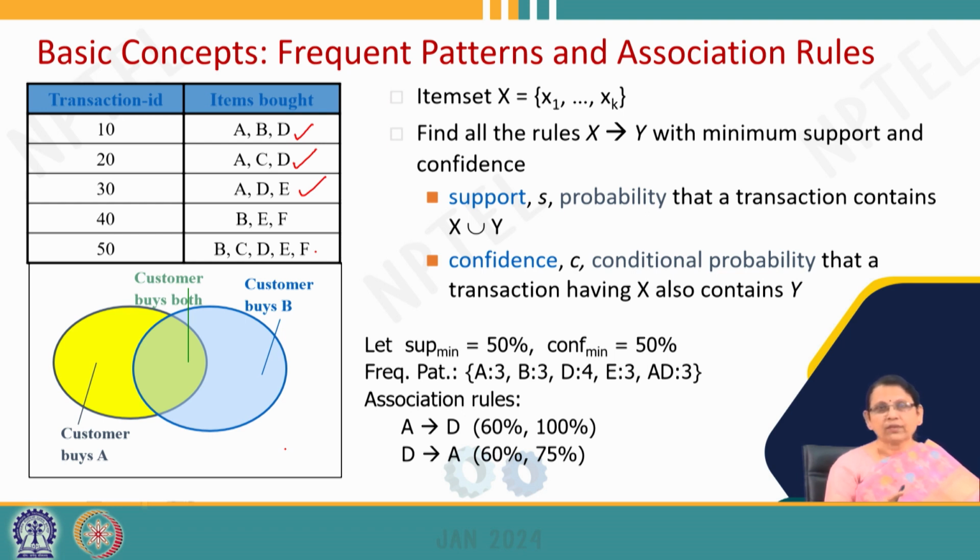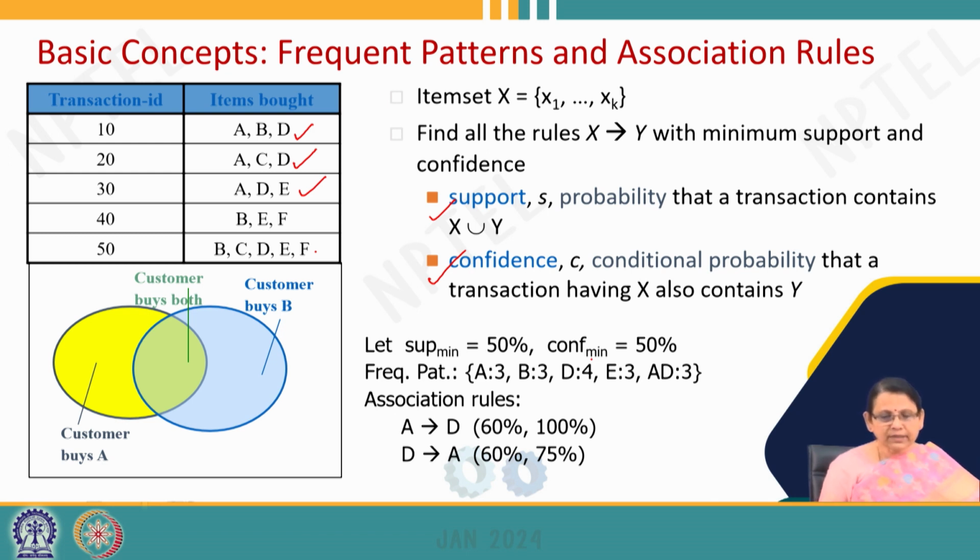To decide a rule, many criteria you can adopt. Two such very important criteria are support and confidence. Support is the probability that a transaction contains both items X and Y, and confidence, on the other hand, tells that if a transaction contains X, whether it contains Y or not. So, it is a kind of conditional probability. Now, consider the case of A and D items together. What is the support and what is the confidence?